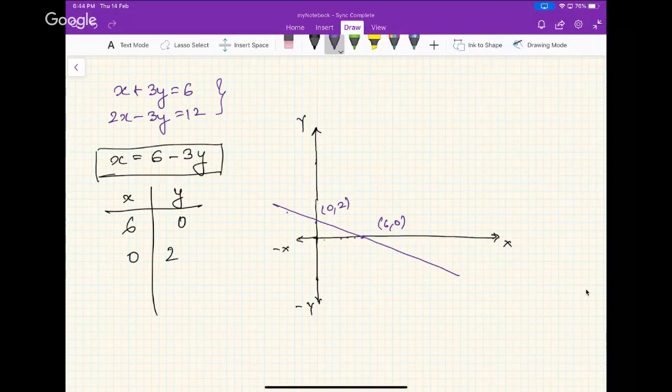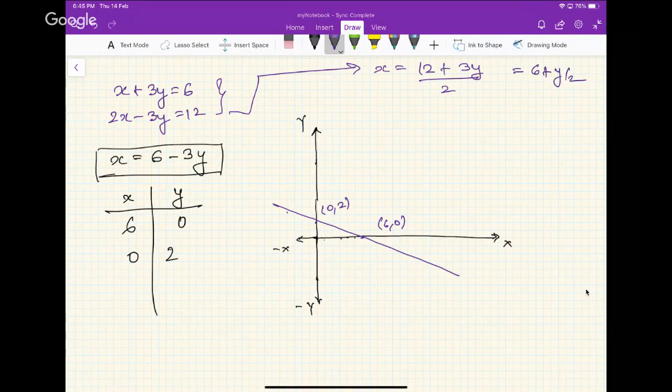is 2x minus 3y equals 12. Again you can write from here, it can be written as x equals 12 plus 3y by 2, which is nothing but 6 plus 3y by 2.